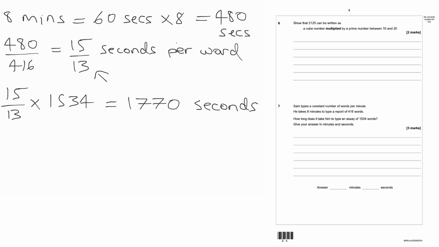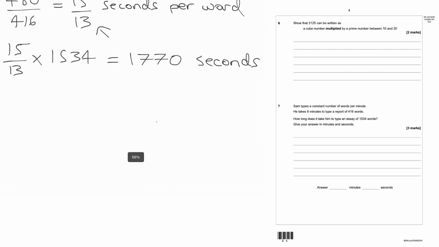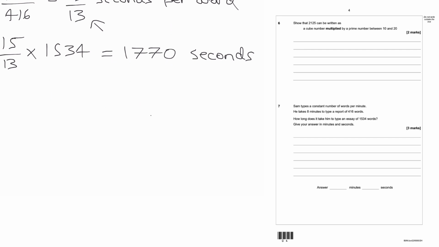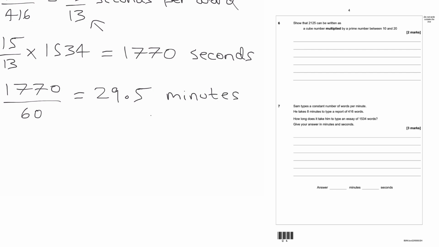Now, the answer wants this in minutes and seconds. So we know that there are 60 seconds in a minute, so we can divide this value by 60. And this is going to tell us the number of minutes it takes. So we put this into our calculator and we get 29.5 minutes. And 29.5 minutes is equivalent to 29 minutes, and half of a minute is 30 seconds.